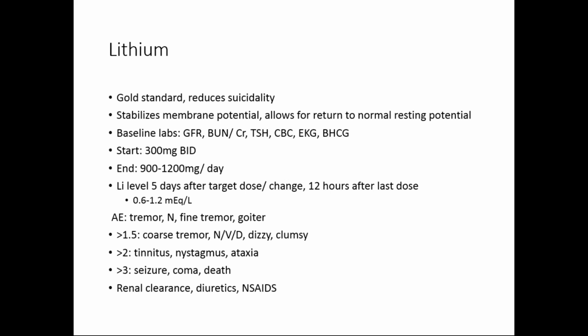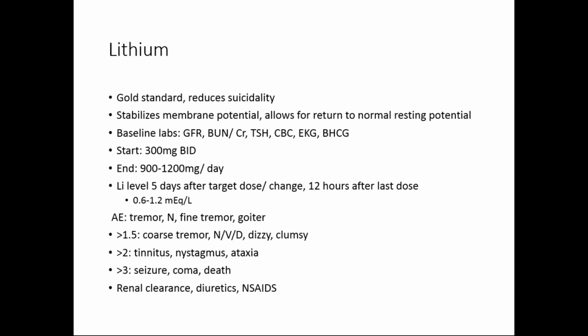Usually you'll start at about 300 twice a day. That's kind of standard. You check a lithium level, give it 5 days to get to your target dose, which for most people you would just start at 300 twice a day. And after 5 days, check a level, 12 hours since their last dose. So they take it at bedtime, check it in the morning before they take their next dose. You're shooting for 0.6 to 1.2 milliequivalents per liter. 300 twice a day may not be sufficient to get the person there, but that's why you check it, just to see how that's going to work.